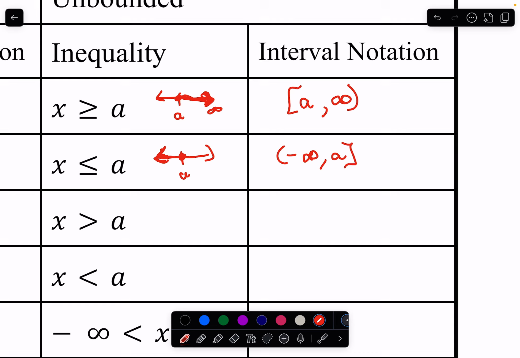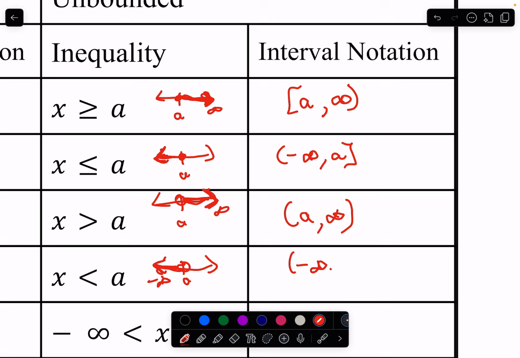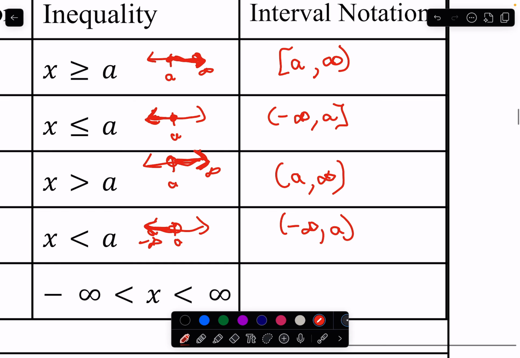Now, the only difference between the first two and the second two is here, sorry, that's not very good, but here we have an open circle at A, so we have a parenthesis, then an infinity. Here we have an open circle at A. Now, we're still going to follow least to greatest order, so we're going to go from negative infinity up to A. I'm sorry, my infinities aren't very good, but there you go.